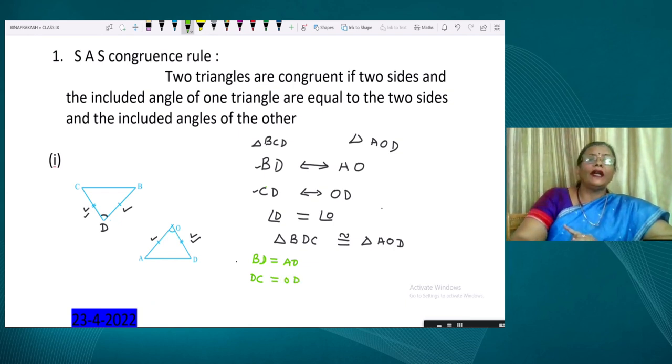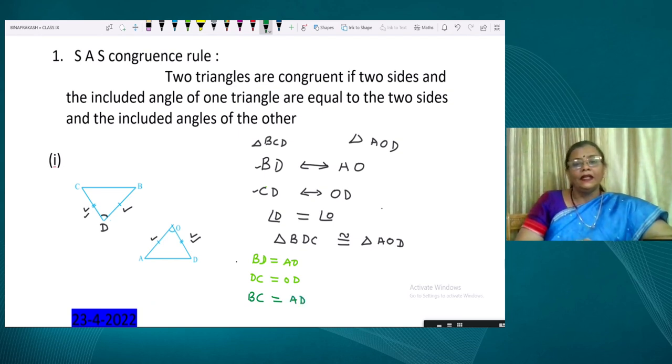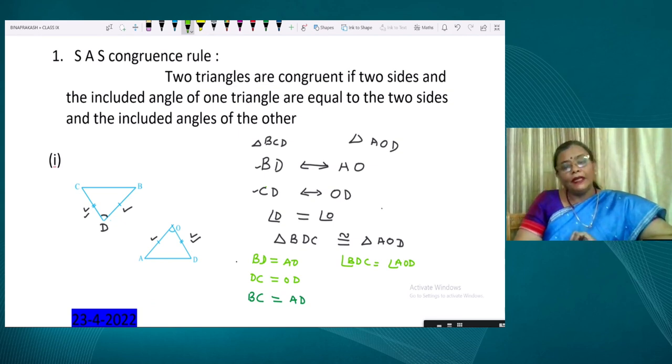And from here we find that the third side BC will also be equal to the third side of the second triangle, that is AB. Likewise, here it is mentioned that angle BDC is equal to angle AOD. That's given. Now from here we find the remaining two angles. What are the remaining two angles?